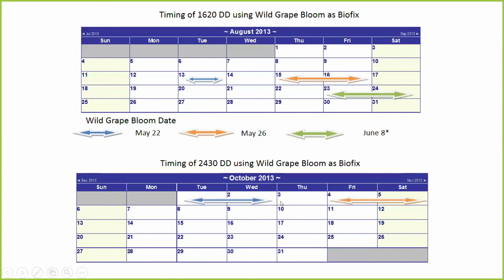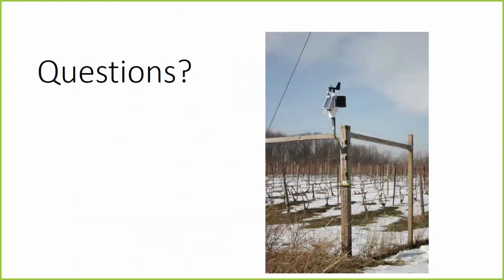And then as we go later in the season, you can see that even though the May 22nd and May 26th stayed fairly close, the first week in October, we would have missed that entirely with the June 8th because it just didn't show up. We weren't able to calculate enough growing degree days to do the job. So just stressing that you really need to get the wild grape bloom date and use that as the Biofix each time.